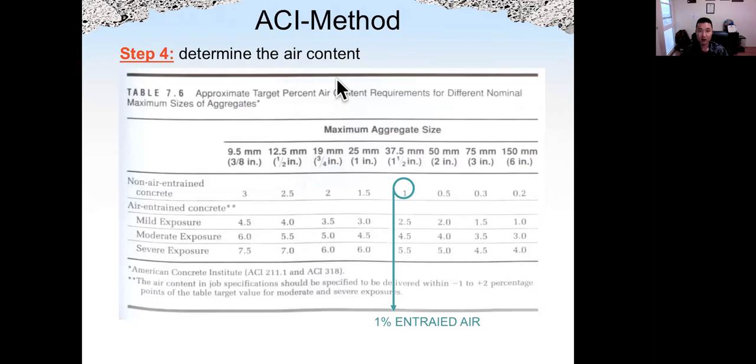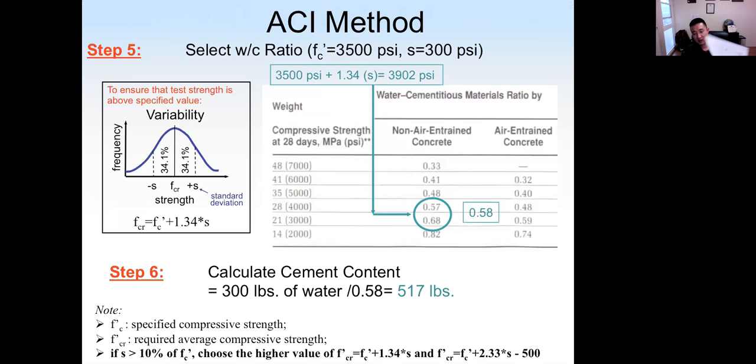And then air content, also depending on the size of the coarse aggregate, 1.5 inch. Again, assume it is non-air-entrained concrete, so the air percentage is 1% by volume of entrained air. That's the air content. All right, the next step, we choose the water to cement ratio.